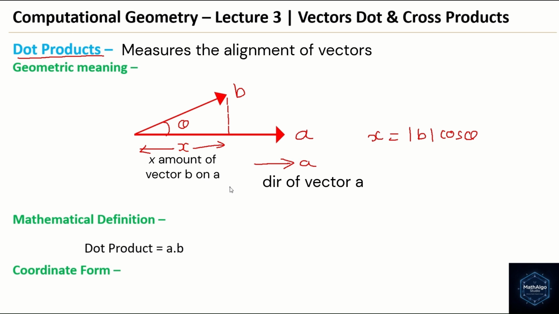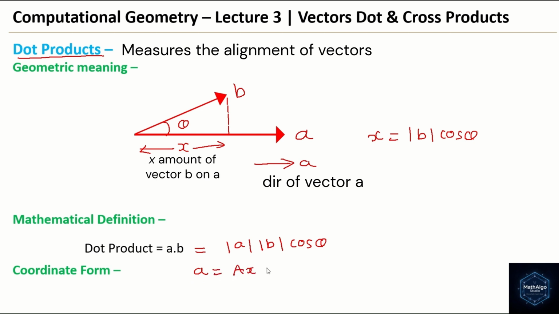Now let's write the mathematical definition. The dot product of two vectors A dot B is defined as the magnitude of A times the magnitude of B times cos theta. This formula directly connects geometry with algebra. In practice, especially in programming, we usually compute the dot product using the coordinate form.